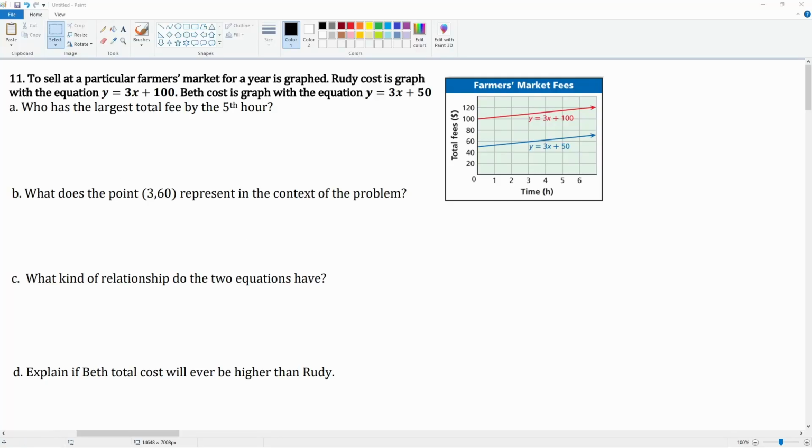Chapter 4, number 11. All right, we have a situation based on a graph. To sell at a particular farmer's market here for years, Rudy's cost has a graph with the equation y equals 3x plus 10. It is in red. And Beth's cost is a graph with the equation y equals 3x plus 50. Who has the largest total fee at the 5th hour?